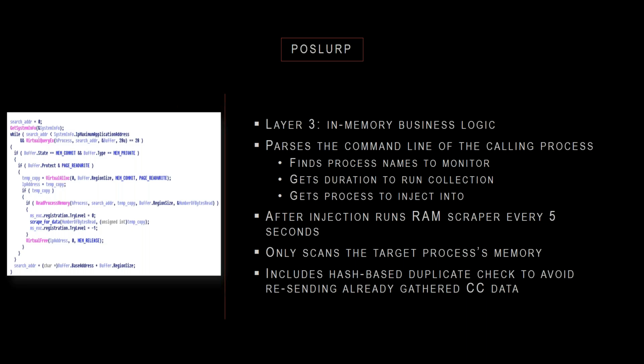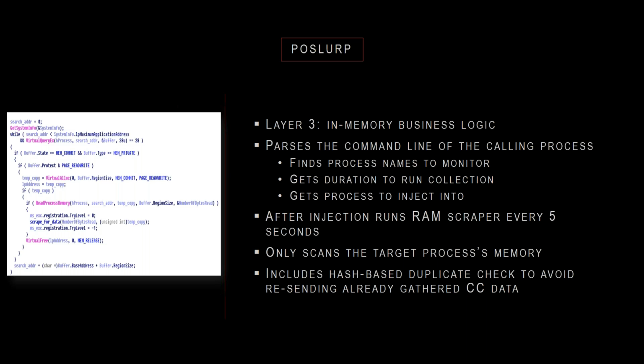After they have run that, it will look at the third argument in that command line, which is a process to inject into. So you can specify, hey, I want to inject into this process A, and then monitor processes B and C for this duration of time. It will then do that injection, copy over the configuration block into that process, and then exit the original process. So that original process will only be in existence for a split second, and then it will be gone. The malware will be running in memory.